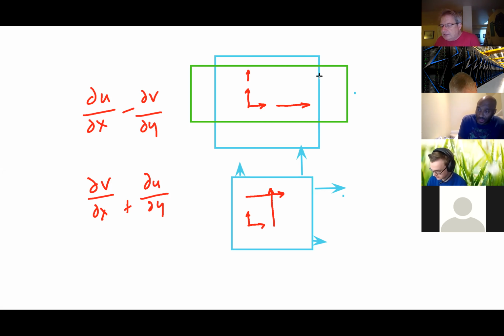What about B? Do you agree that the v is changing as you go in x? So dv/dx is going to be positive. And then what's du/dy? Oh, that's a tough one. What's du/dy there? Go from the center of the circle to the north.